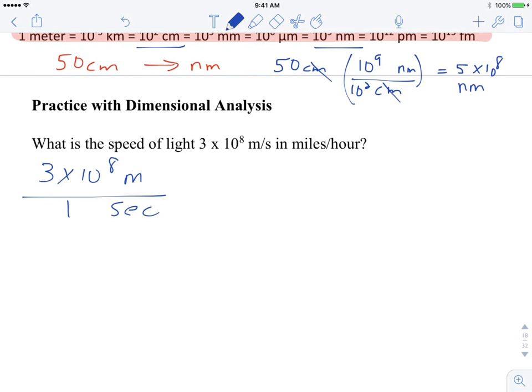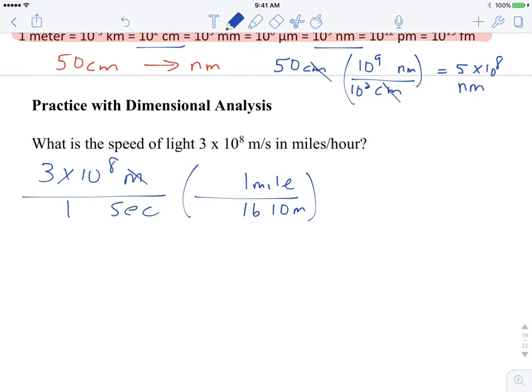I want to change it to miles per hour. Well, go and take a look if you have to at the chart. I know, because I've memorized these, that there are in fact 1,600 meters, or 1,610 meters. Let's do that exact. Just erase this 0 here. 1,610 meters for every 1 mile.